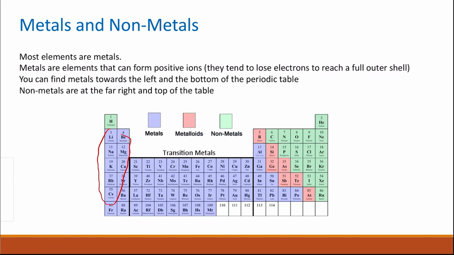However, nonmetals can be found on the right hand side of the periodic table, especially the top right, and these ones don't tend to lose electrons and give positively charged ions. However, they either gain electrons and give negatively charged ions, or they share their electrons with others to form different types of bonds.